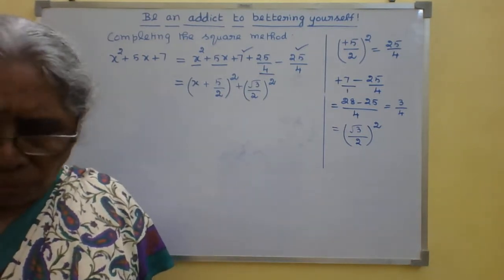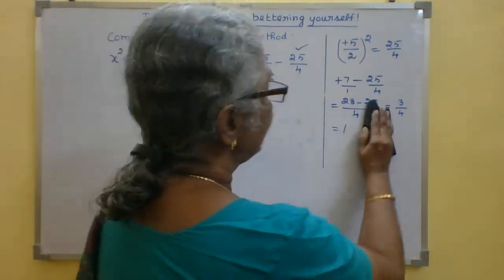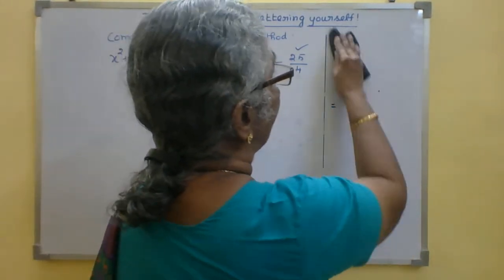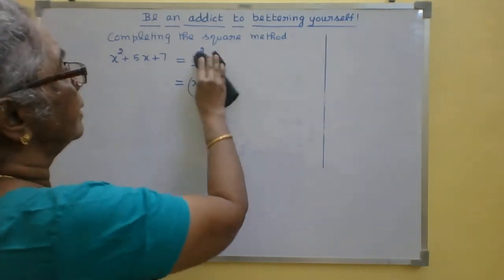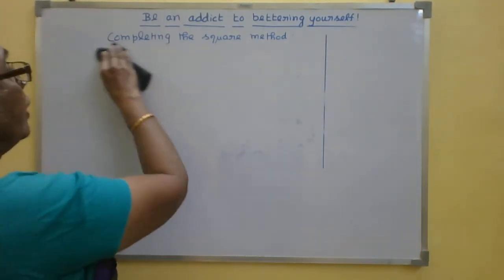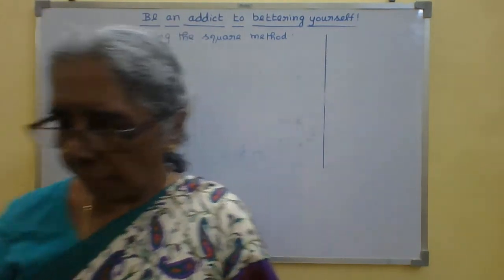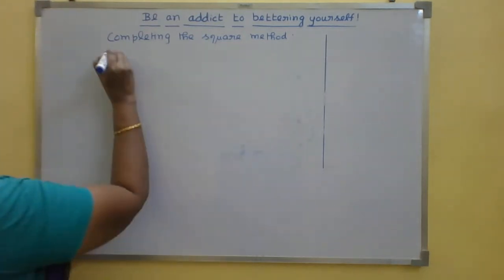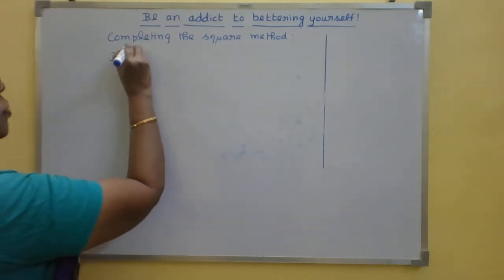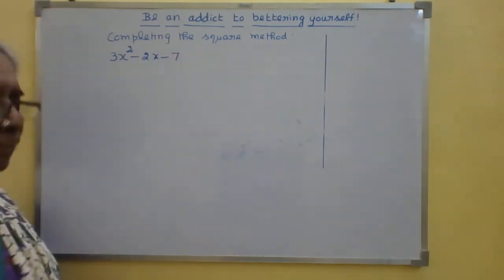Okay. So now we have taken the simple one, that is the coefficient being 1. But always the coefficient is not going to be 1. No. It can be any number. So now let me take another sum where the coefficient of x squared is not 1 but it is some other number. Now let me consider an expression 3x squared minus 2x minus 7.